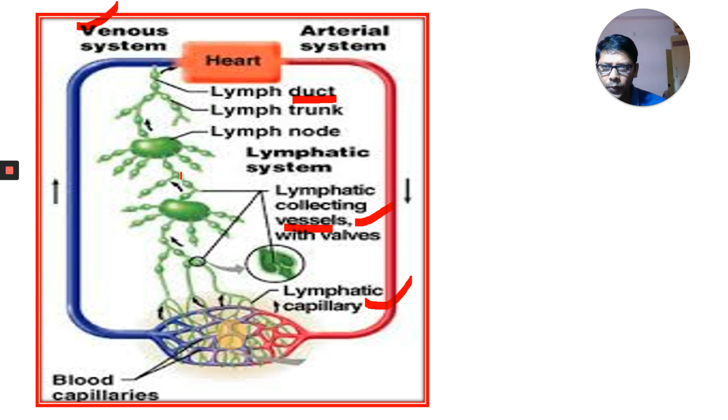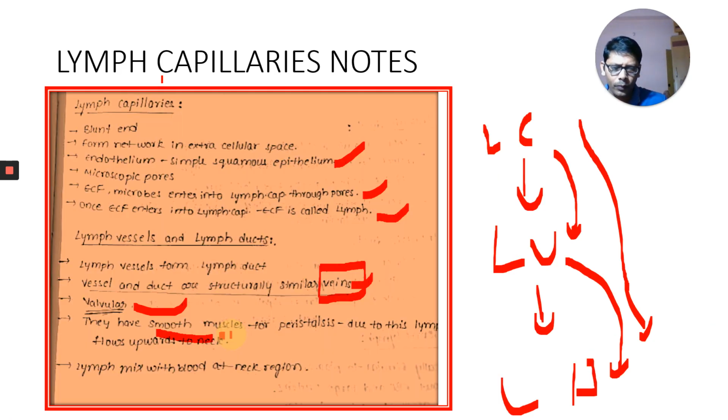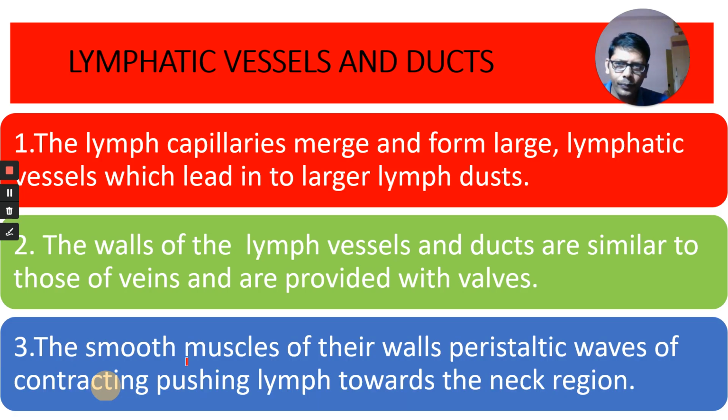Due to peristalsis, lymph flows upward towards the neck. Now the lymph is moving from the lower side, from the legs, to here. Smooth muscles cause peristalsis, very important in the alimentary canal also. You learn peristalsis. Due to this, lymph flows upwards to the neck. The lymph mixes with the blood where? At the neck region. That's about lymph capillaries, lymph vessels, and lymph ducts.